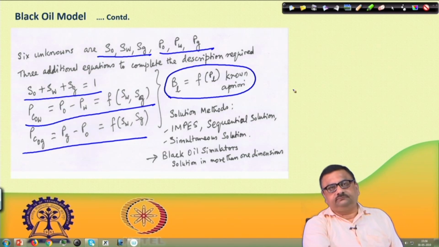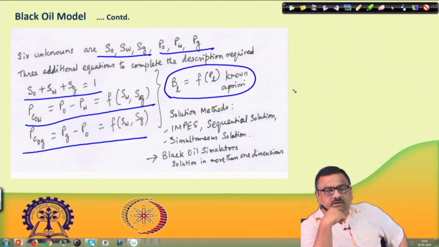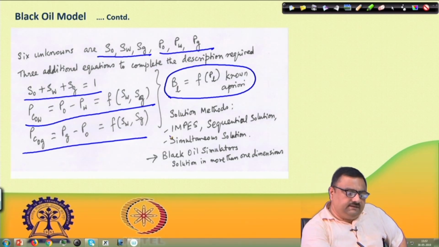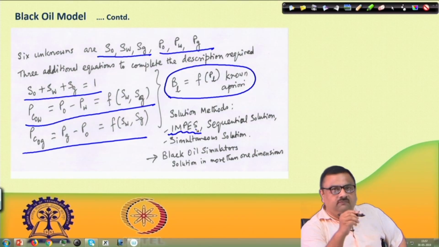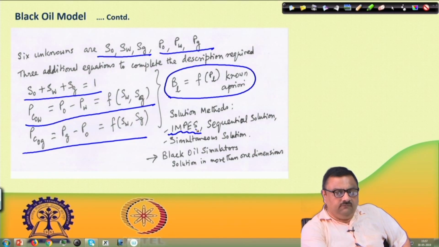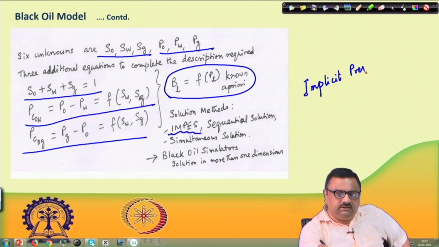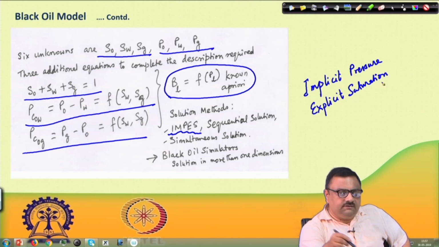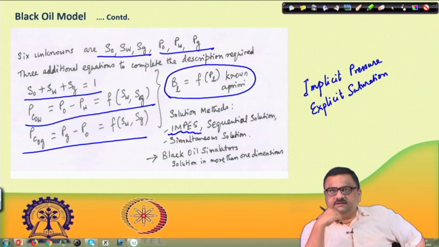For example, one can look into this method, which is a very well known algorithm. A lot of work has been done, and still people use it in many places, even for research purposes. The full form of this is implicit pressure, explicit saturation. So, that is why it is called IMPES. That is the full form, implicit pressure, explicit saturation.